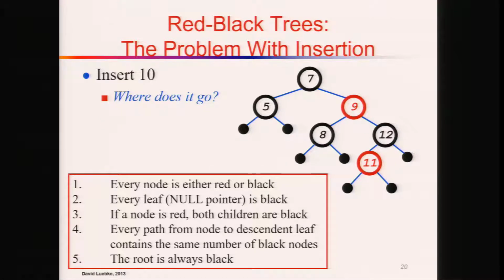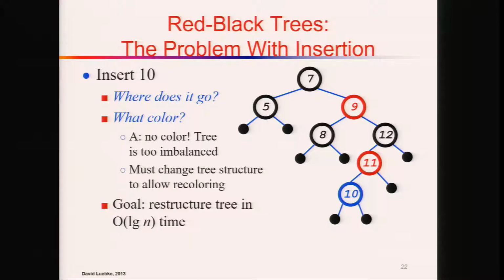Yes. All right, let's insert 10. It has to go to the right of 7, to the right of 9, to the left of 12, to the left of 11. There's the 10. It can't be black because that would make one of the black paths too long. It can't be red because there are 2 red nodes in a row. So there's no recoloring of this tree that will work.